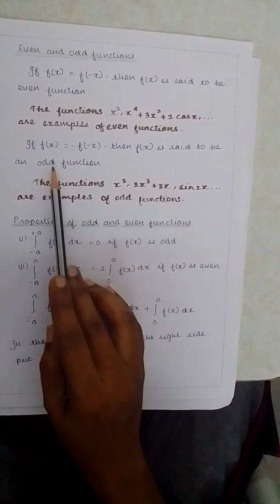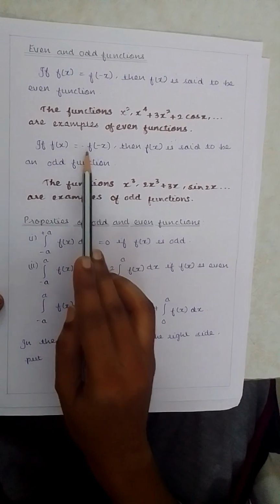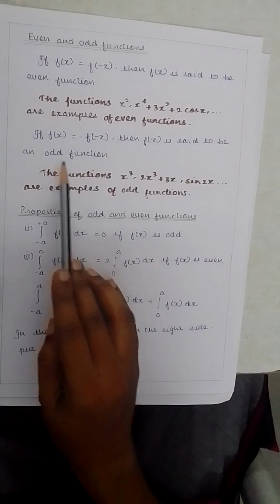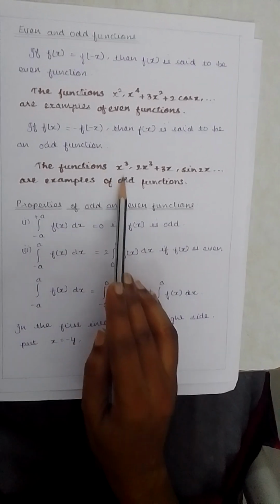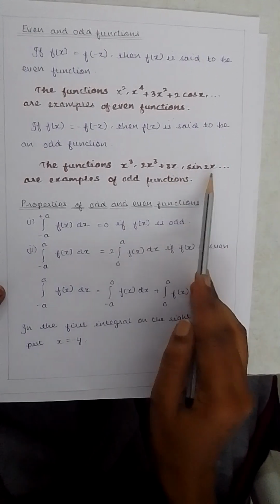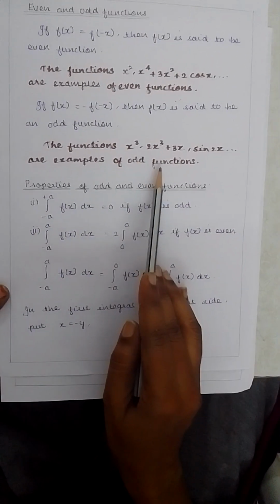Okay, then you have to see odd functions. If f of x equals minus f of minus x, then f of x is said to be an odd function. Examples are x cube, 2x cube plus 3x, sin 2x. These are examples of odd functions.